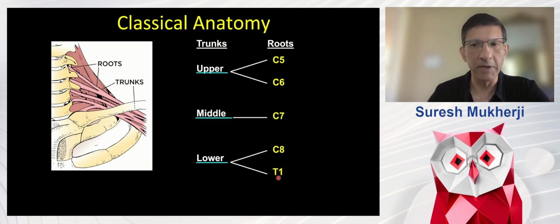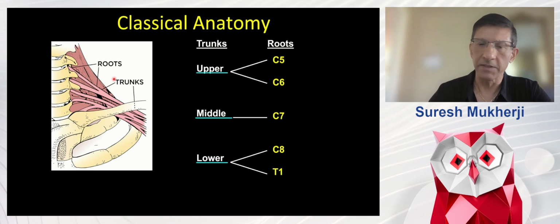Now, there is a prefix and a postfix plexus, which I won't get into, but the bottom line is C5-C8 and T1 are the main components. So C5 and C6 combine to form the upper trunk. So this is our roots and these are our trunks. C7 continues by itself, and then C8 and T1 combine to form the lower trunk. So we go from our roots to our trunks.